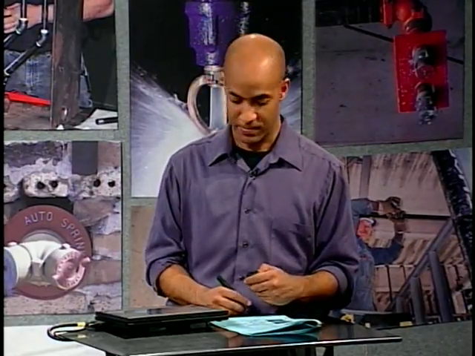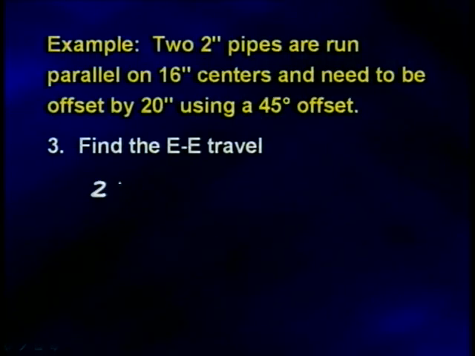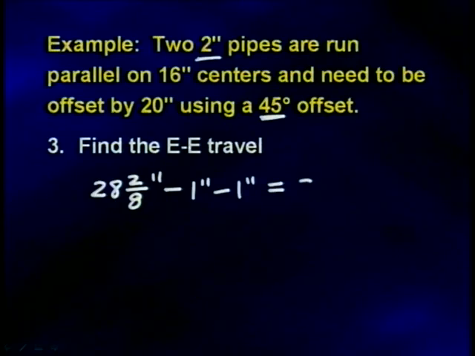Now we need to find the end-to-end travel, subtracting the takeout from both fittings on each end of the pipe. So we had 28 2/8 inches, and we need to subtract 1 inch. Now that 1 inch is coming from the cast iron fittings table for a 45-degree offset with 2-inch pipes. That gives us 26 2/8 inches.